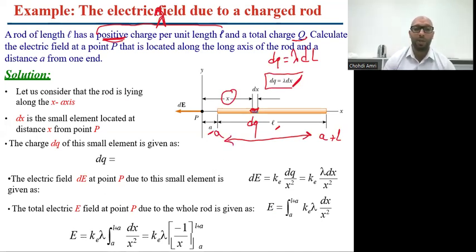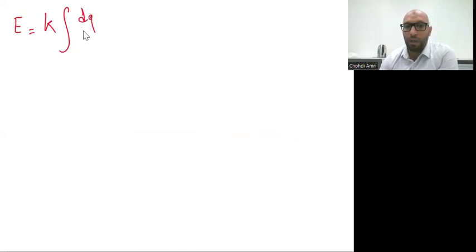Let's start the calculation of the electric field. Let's start from the beginning. We said that the electric field E equals K integral of dq over R squared. As we said, we have to express dq, then we have to express R squared, and then we have to express the limits of the integration.